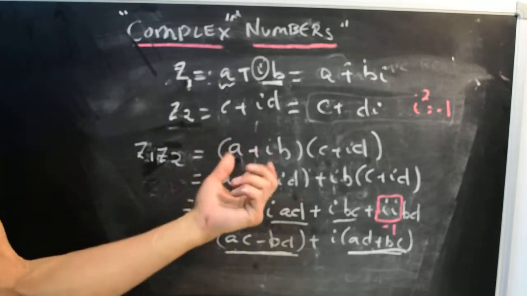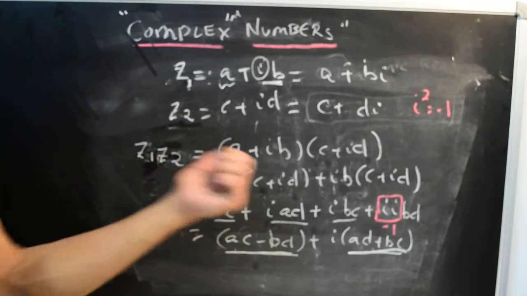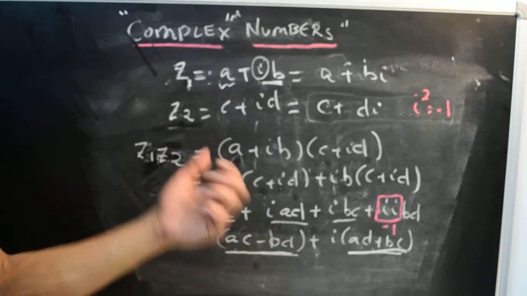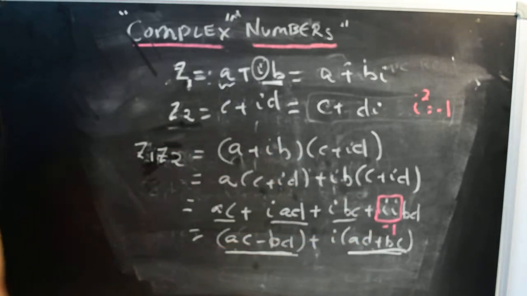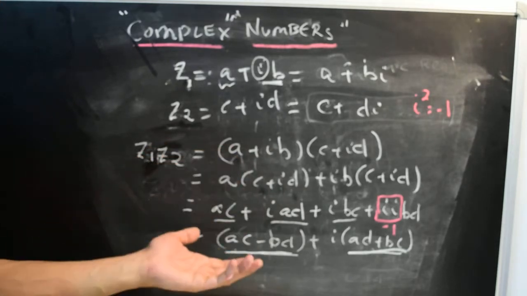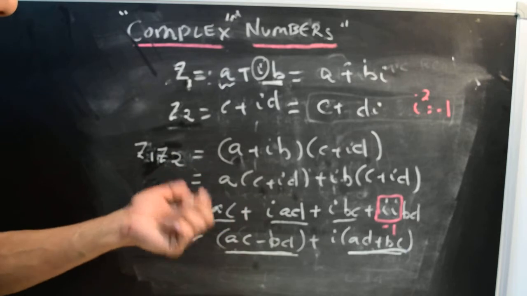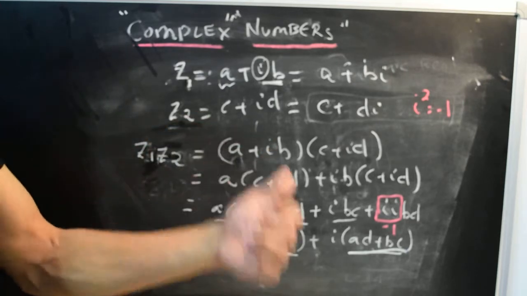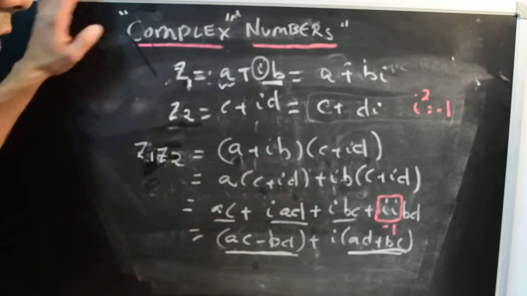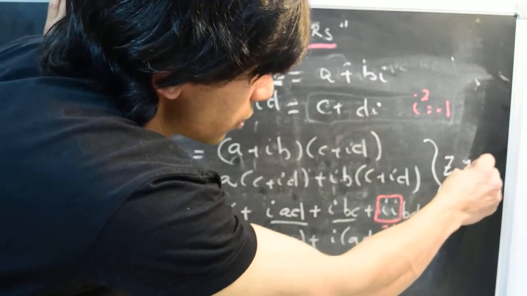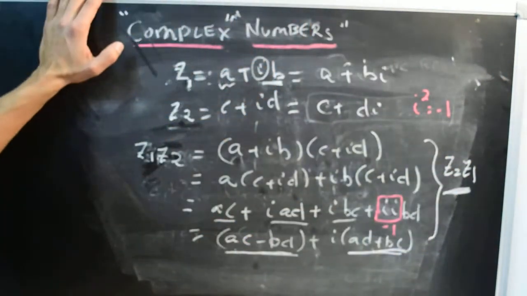And likewise, we can check that with this definition of multiplication, z1 z2 is actually equal to z2 times z1. So it turns out that if we make this definition for multiplication of complex numbers, then multiplication of complex numbers also commutes. So that's something that one should check. So this will turn out to be equal to z2 times z1. Okay.